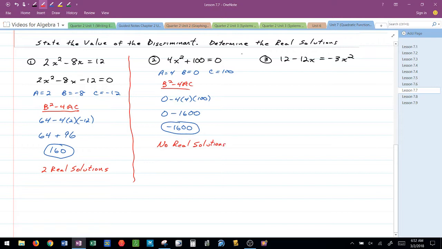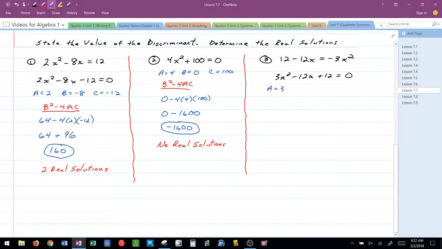Right now, that's all we're trying to determine. What is the discriminant value, and then what does the discriminant value tell us? Now, the last problem here is definitely not in standard form. I'm going to move the negative 3x squared over to the left, so it becomes positive. And then I'm going to rearrange the order of these two so that I have the linear piece and then the constant piece. And now it's clearly in standard form.